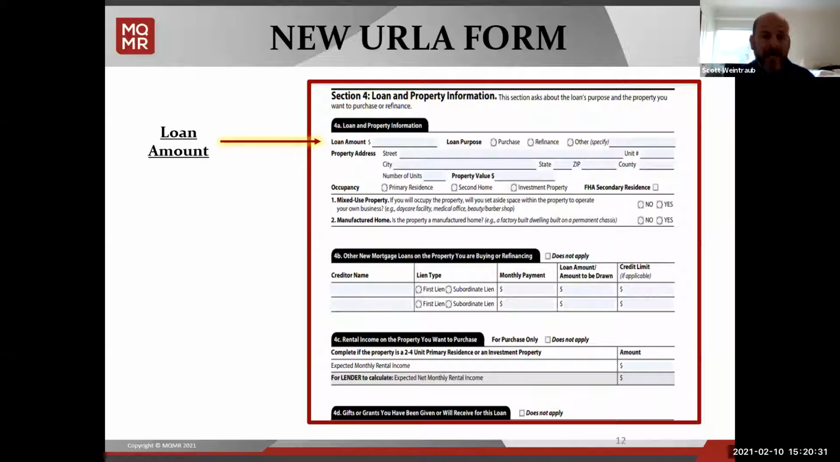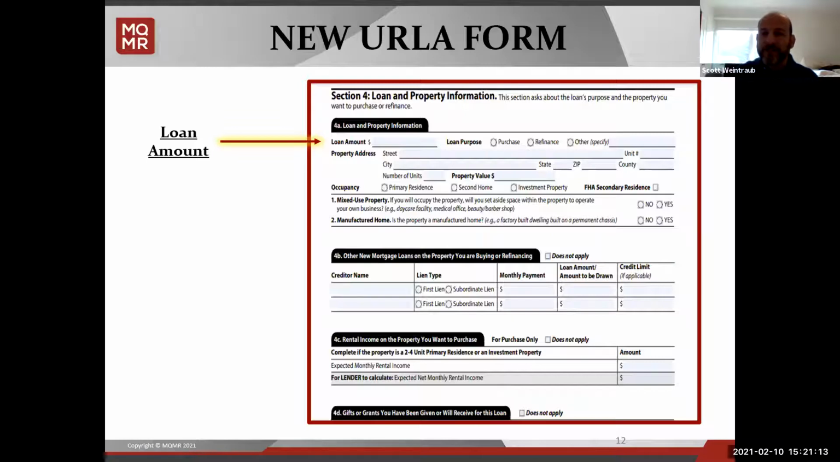So next, thank you. And then I skipped ahead a little bit to show you section 4. Here's where the loan and property information would be provided by the applicant. It talks about the purpose of the loan, the property the applicant wants to purchase or perhaps refinance. And it starts right out here: what is the loan amount? What is the amount that the applicant wishes to borrow? And is it a purchase or a refinance? Here's the address. And then there's a clear question related to the occupancy as well: primary, second home, or investment, or if it's an FHA secondary residence.